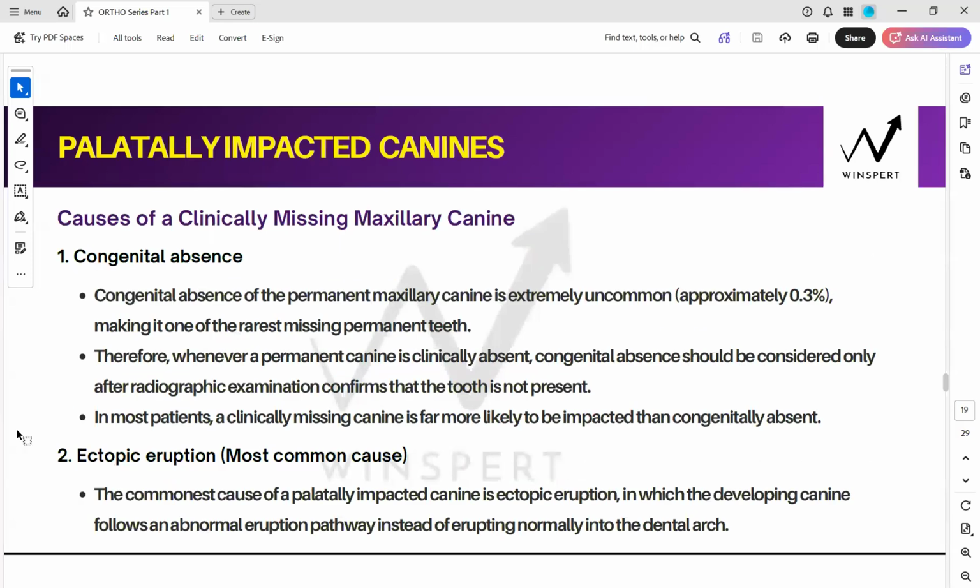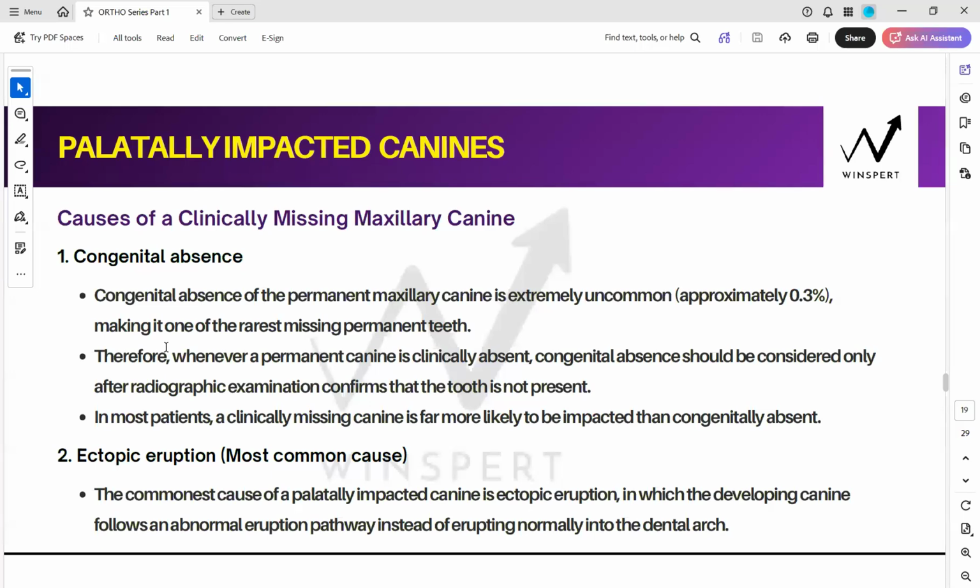So, what are the causes of a clinically missing maxillary canine? Usually, there can very rarely be congenital absence. It is not the assumed number one cause. It is the very rarest cause, extremely uncommon. Only 0.3% chance that it is a congenitally absent permanent tooth. You will only make this diagnosis once it's confirmed after radiographic examination that the tooth is not present.